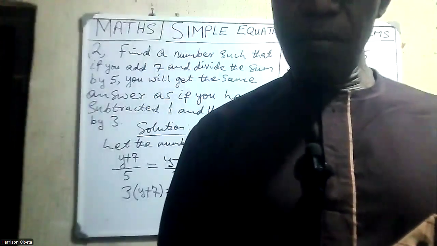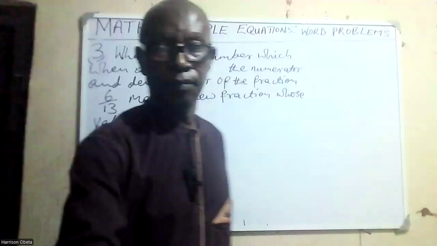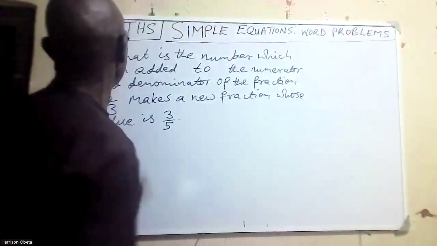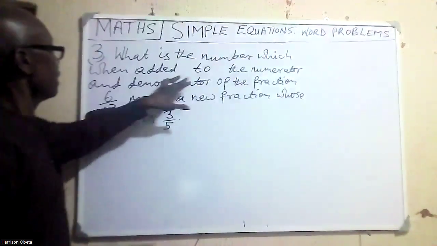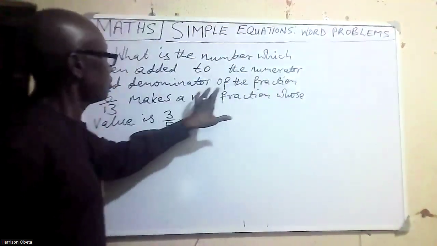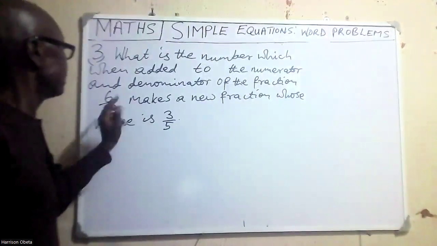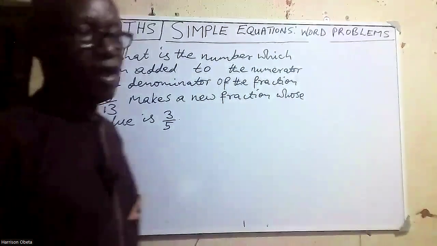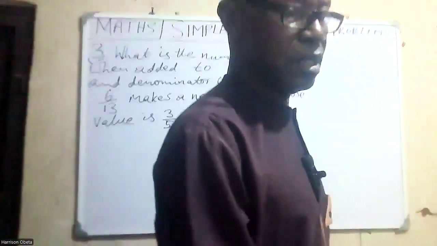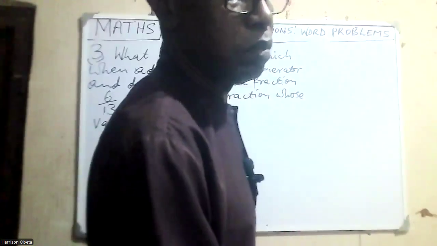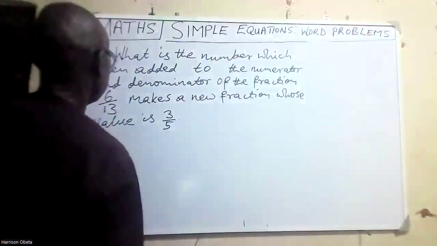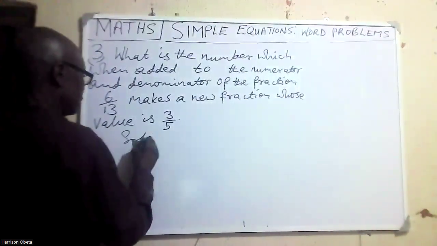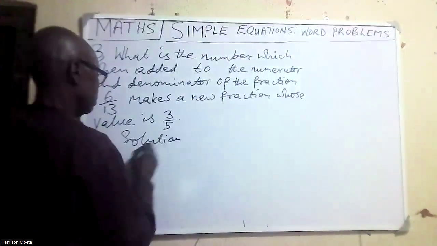Now let's go over to number 3. We have number 3. What is the number which, when added to the numerator and denominator of the fraction 6 over 13, makes a new fraction whose value is 3 over 5? Now, we have seen it. So, again, solution.